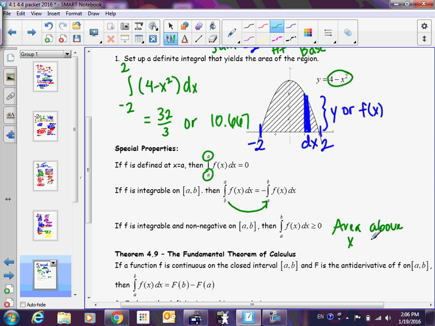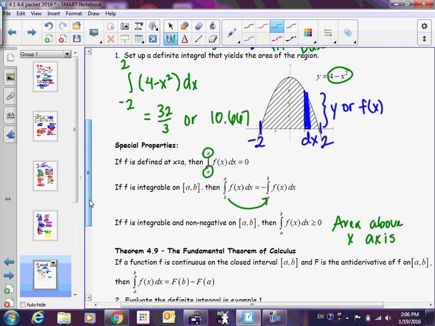What is that implying about area below the x-axis? That those integrals should be negative. Area itself cannot be negative, but an integral can be.